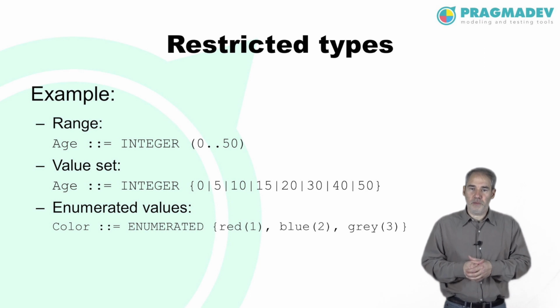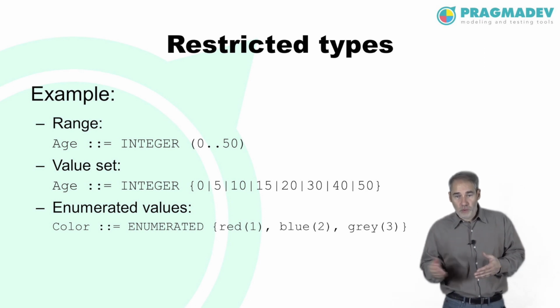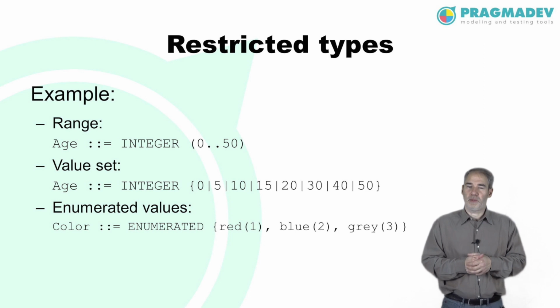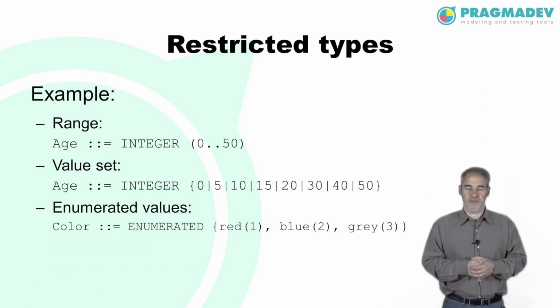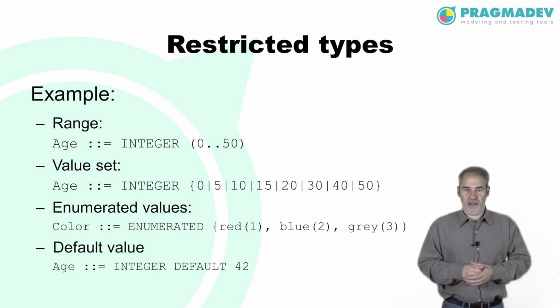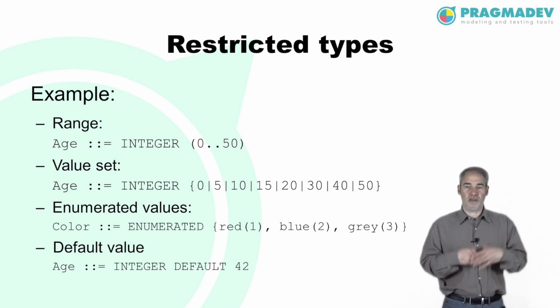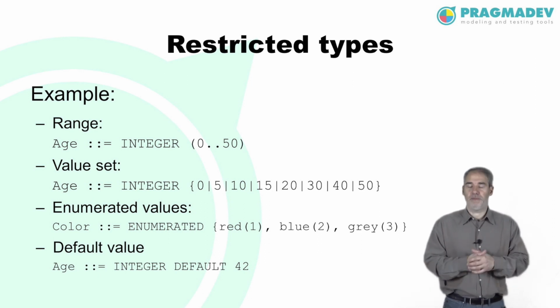Enumerated values can also be associated to numerical values. In the example here, red is 1, blue is 2, and gray is 3. This information will be very useful when it comes to encoding the information into a real string of bits. One last thing, it is possible to define a default value when declaring the type. When a variable of that type will be instantiated, it will always have a defined and valid value.